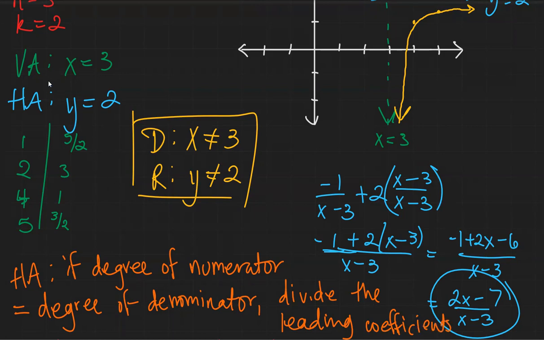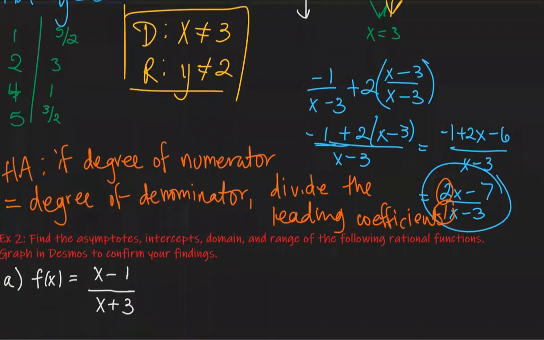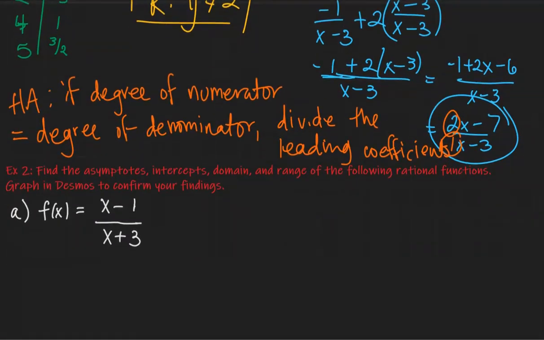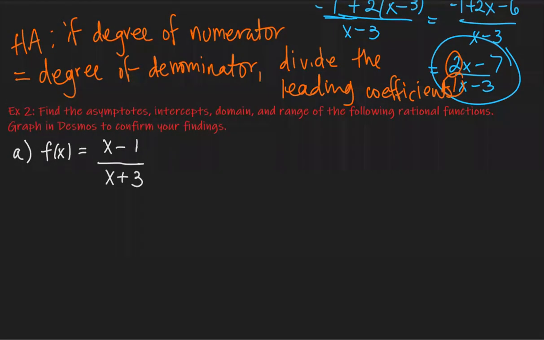So here our horizontal asymptote was 2. We can get that by over here. Leading coefficient is 2 over 1, implied 1 there. 2 divided by 1 is 2. Okay, you might be like, where does that come from? We'll talk about that in 8.3. For now, just believe it, okay? I promise we'll talk about it.